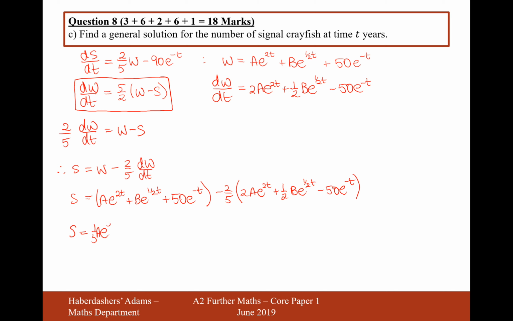A e to the 2t. Then b minus, that's just going to be minus 1/5, so that'd be plus 4/5 b e to the half t. And the next bit's going to be this times this, so this add this, so it'll be double negative, so divide by the 5, times by the 2, that would make it 20, plus the 50, so that'll make it 70 e to the minus t. So there we are, that's the answer for the general solution for the signal crayfish.